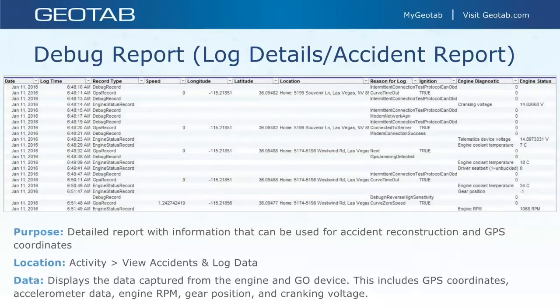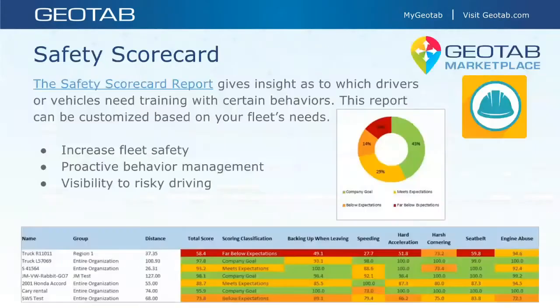GPS coordinates, accelerometer data, so detailed accelerometer data, left, right, forward, back, up and down. RPM level, gear position, cranking voltage, you have engine coolant temperature listed, so pretty much anything that you're looking for you can find in this report. Because it's so detailed though, you don't want to run this for all your vehicles for last month. This really isn't even one that you're going to want to look at regularly. But if you have a vehicle that gets into an accident, then you're going to want to consult this report. It's there if you need it.